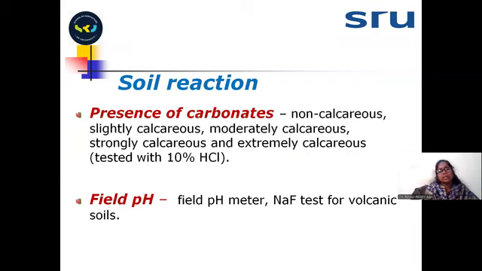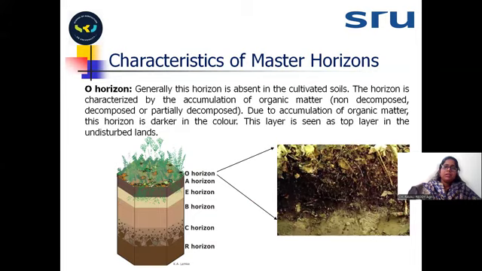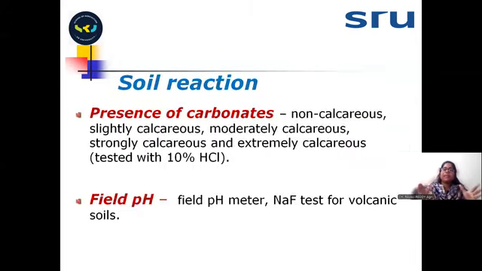Then soil reaction. Soil reaction means the presence of carbonates or pH. Presence of carbonates means non-calcareous, slightly calcareous, moderately calcareous, all these can be mentioned. Then field pH, how much pH is present in that particular horizon, can be given. So this is how we describe a soil horizon or a soil profile or pedon, whatever it may be. All these are the components or constituents which are used for the description of soil horizons.